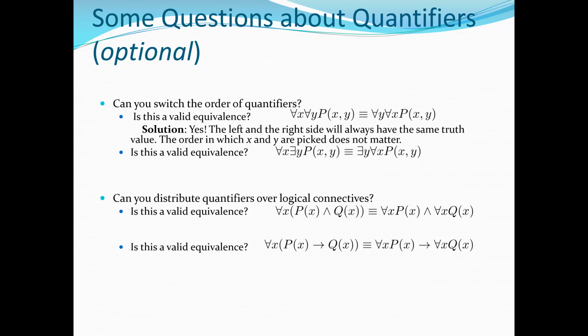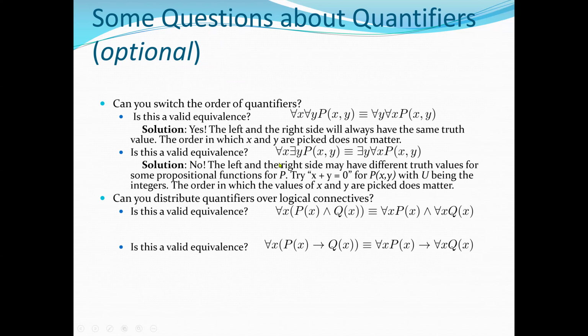Now, is this valid? We have for all x there exists y, P(x,y), and then there exists y for all x. No, this will not be valid. The reason why is because again, we have for all x and some y, then we say some y and all x. No, it won't be valid. The left and the right side may have different truth values for some propositional functions for P. So try x plus y equal to 0. For P(x,y) with the universe being the real integers, the order in which the values of x and y are picked does not matter.